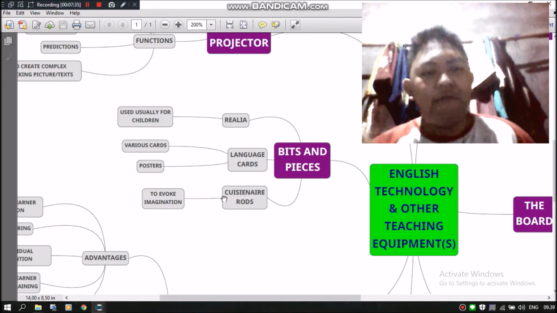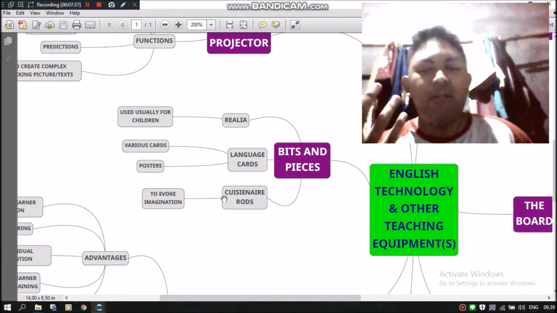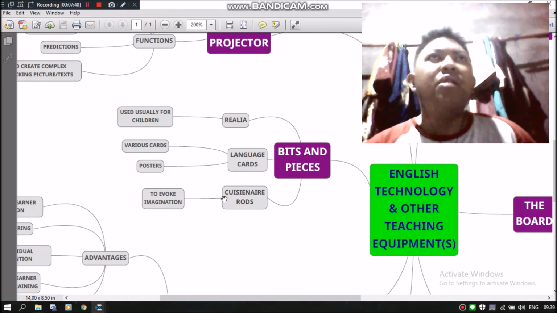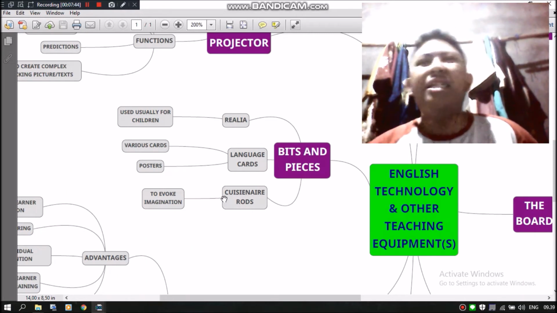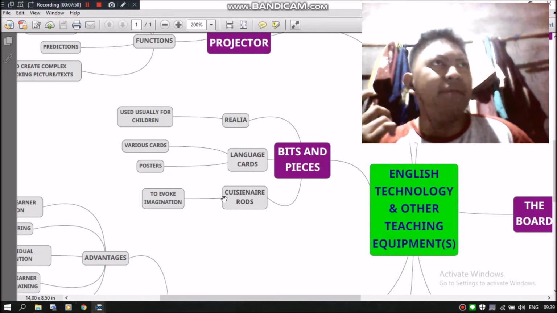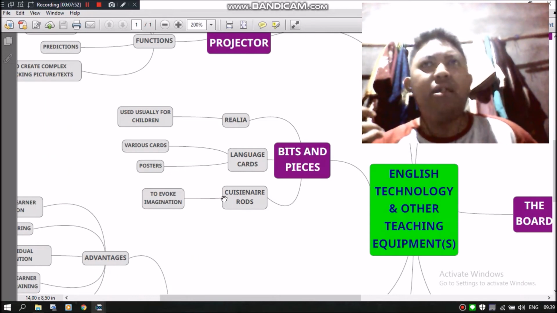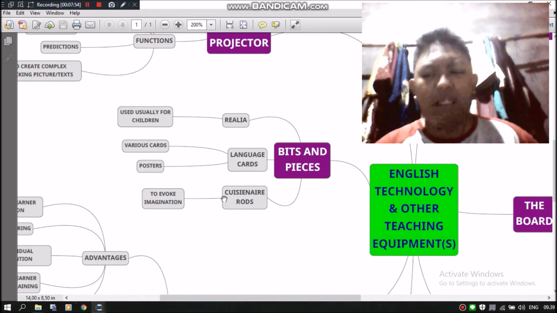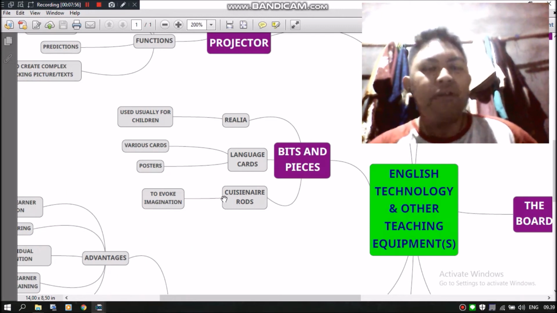And next we have questionnaire routes. The function of questionnaire routes is to evoke imagination. It's originally a mathematical object, I think for kindergarten students or elementary students, but it can also be used to evoke imagination.